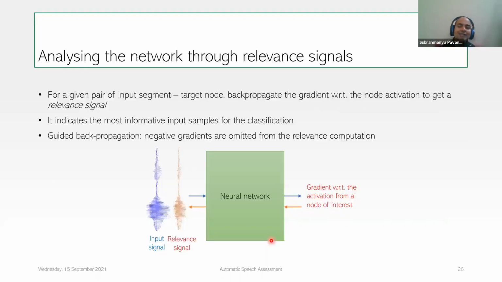Another kind of analysis that we can do on the entire network is relevance analysis, where given a pair of input segment and a target node, we can compute the activation at a particular node of interest and then backpropagate it to get what is called a relevance signal. This relevance signal indicates the most informative input samples for the classification. We also used another technique called guided backpropagation, where the negative gradients are omitted from the relevance computation.